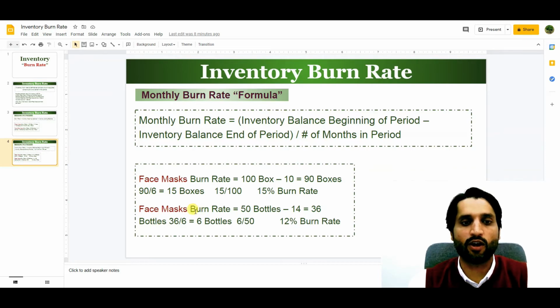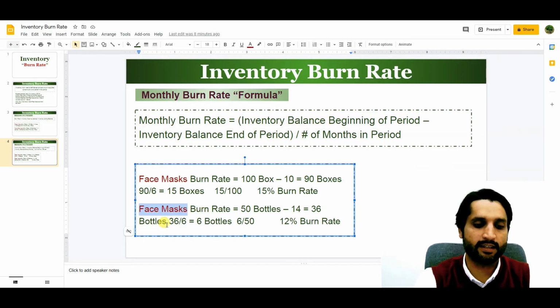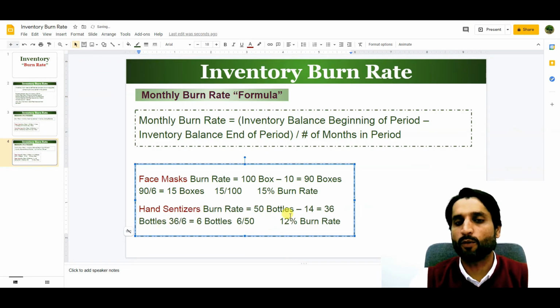In the scenario here of hand sanitizers, 50 bottles opening inventory minus 14 left at the end of December is equal to 36 we have burned. So 36 bottles divided by 6 months is equal to 6 bottles per month. We are using 6 bottles per month. This is our monthly burn rate. So 6 divided by 50 is equal to 12%, which will be the monthly burn rate of an inventory.